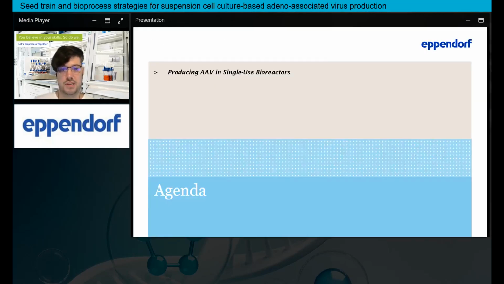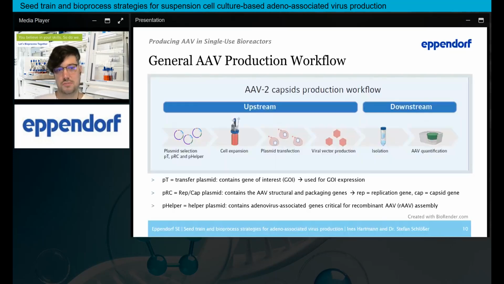So after this little introduction, let's now look at what our application specialists have done with this knowledge. And they were looking first at the general process of AAV production. And I want to go through here quickly. So usually if you want to produce AAV in cells, you have 3 plasmid types. First one is the plasmid PT, or transfer plasmid. This is usually the plasmid where you put your gene of interest in. So in our example, this would be where the functional RPE65 gene would go.